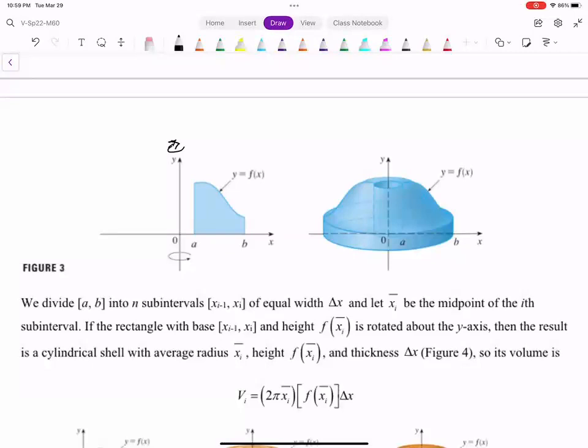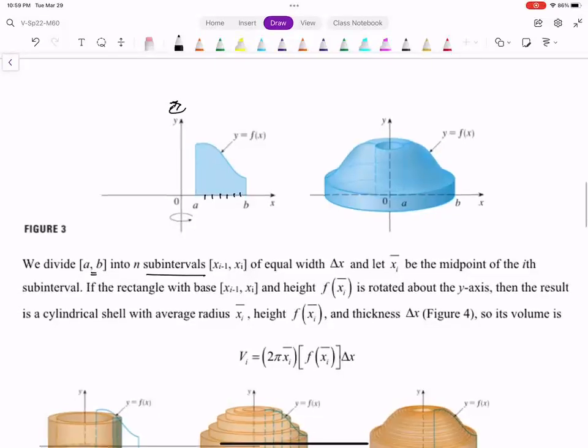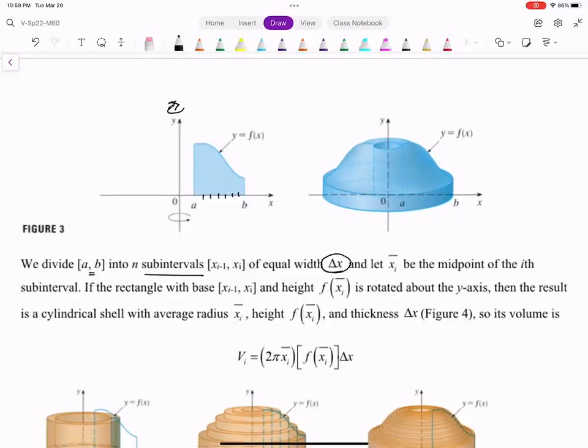Now we'd want to divide this interval AB into n subintervals. As we normally do, from A to B, we divide this into a number of subintervals. We call the ith interval x_{i-1} to x_i, with endpoints of equal width delta x. We always assume they are of uniform width delta x. And let's assume that x_i bar denotes the midpoint of the ith subinterval.